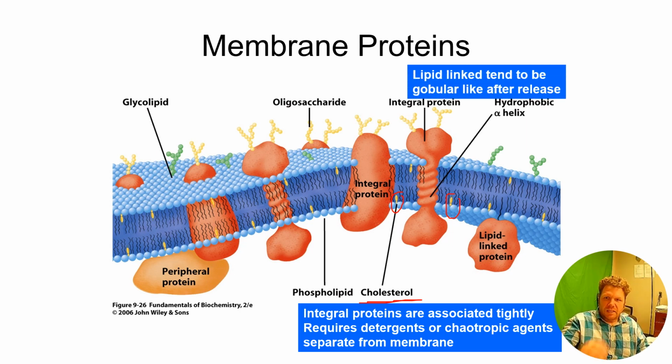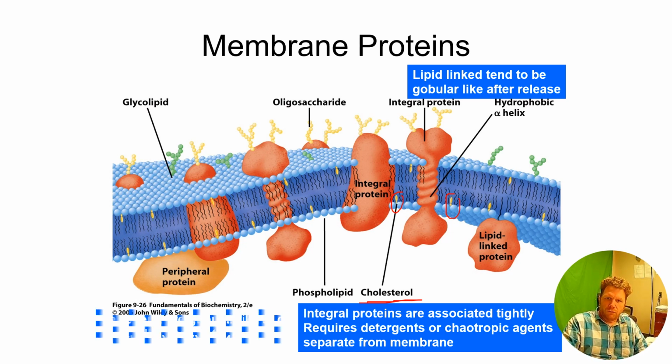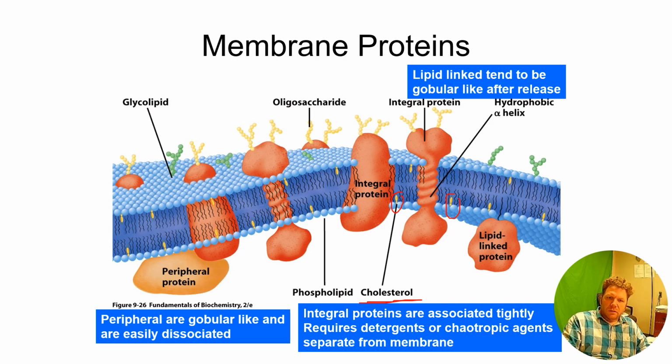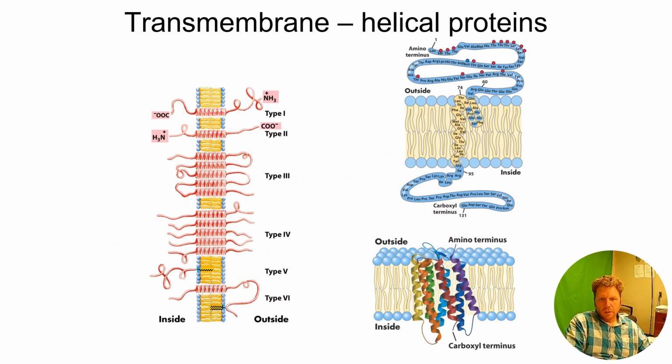Lipid-linked proteins tend to be globular after their release. So when you think about the hydrophobicity of these proteins, a lipid-linked protein isn't necessarily hydrophobic or doesn't have a long stretch of amino acids that are hydrophobic, whereas an integral protein is going to have a region that is very hydrophobic because the interior of a lipid bilayer is going to be hydrophobic. Peripheral proteins are globular-like and are easily dissociated from membranes. Now here's a way that we look at our different types of transmembrane proteins.